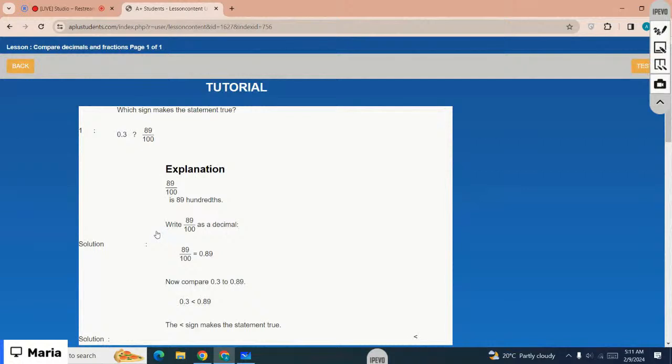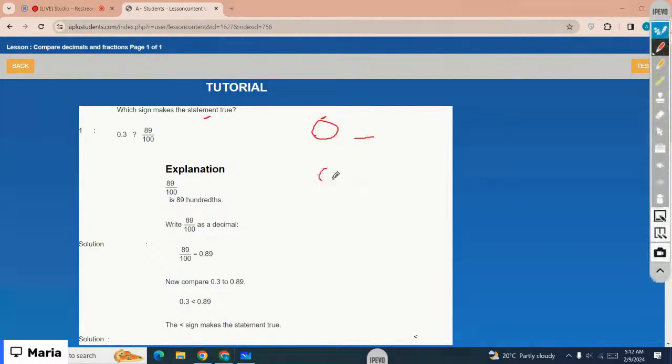Those who need to understand again, just listen to me carefully. You have to compare 0.3 and 89 over 100, right? You cannot compare them because they are in different types. One of them is decimal, one of them is fraction. If you want to compare them, they both must be in the same form. Either convert the decimal into fraction, or convert the fraction into decimal. So the fraction is 89 over 100, and because you have two decimal places, you need to move the decimal point two places left, so that is 0.89.